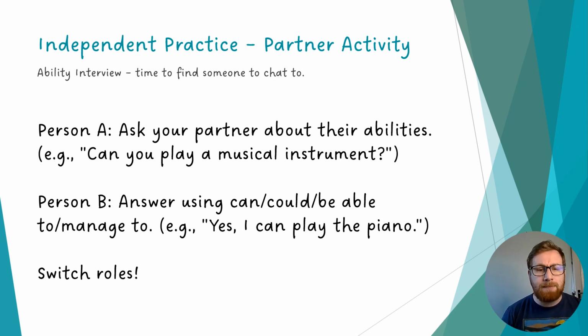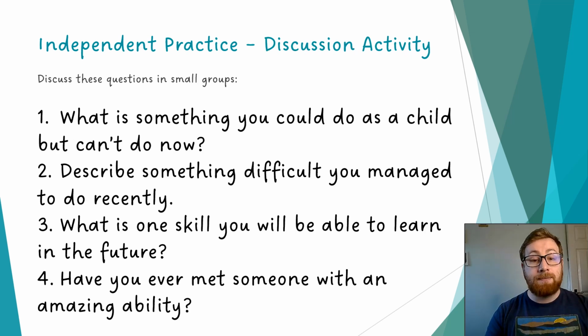If you'd like a bit more practice, why not find someone to discuss? Find a partner and have a chat and ask them some questions. So ask your partner about their abilities, what they can do, and then answer using can, could, be able to, or manage to. So for example, can you play a musical instrument? Yes, I can play piano. And take turns and make sure you use all of the structures we have learnt in this lesson.